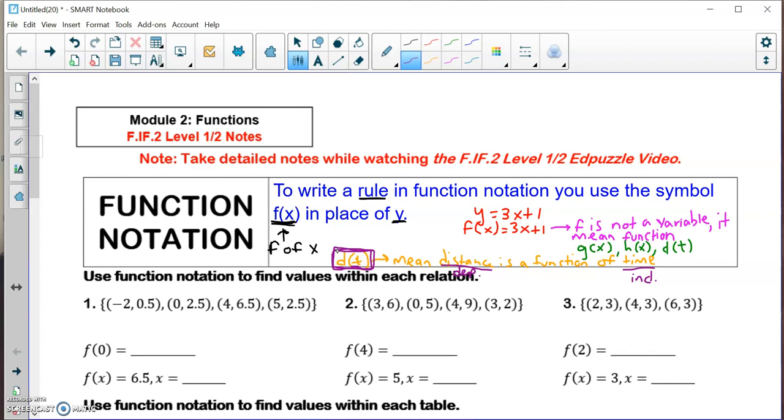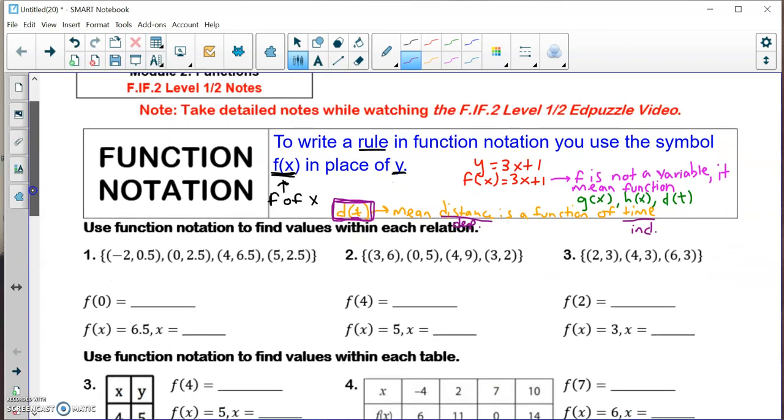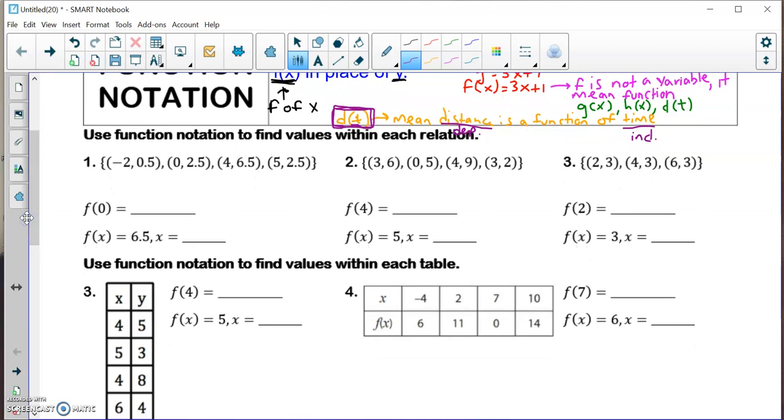So we're going to get started to evaluate function notation. So numbers 1, 2, and 3 say we want to use function notation within each relation, because 1, 2, and 3, they are all relations. They are a set of ordered pairs. So what f of 0 means, whatever's in parentheses is always your x value. So we want to find the y value that is paired with the x value of 0. So looking at all my x values, I'm finding which one of my x values is 0, which is this one here, and the y value that it's paired with is 2.5. And that's all you would do to evaluate f of 0.